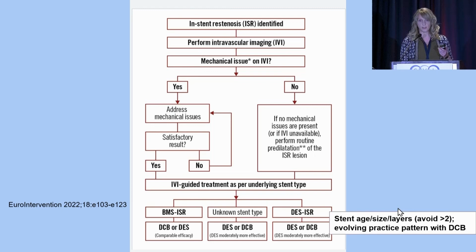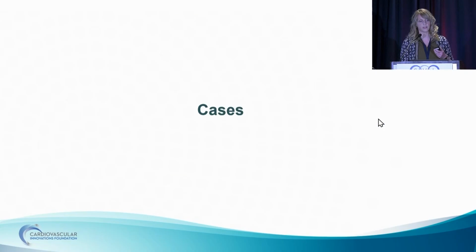My general advice would be, if you have multi-layer ISR, if at all possible, avoid putting more metal in there and use a DCB. If you've got a single layer of stent, and especially if it's older and you've got an excellent expansion after your modification, then I think it's quite appropriate to put a second layer of stent. Do not put a third layer of stent in there.